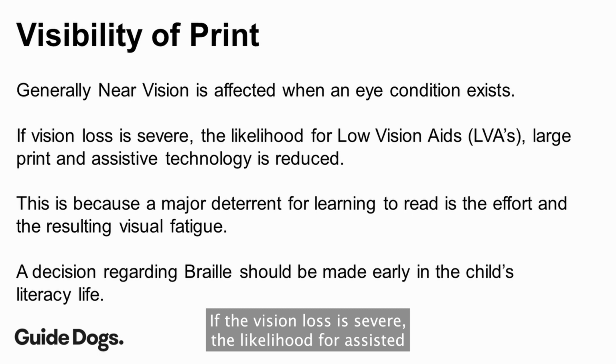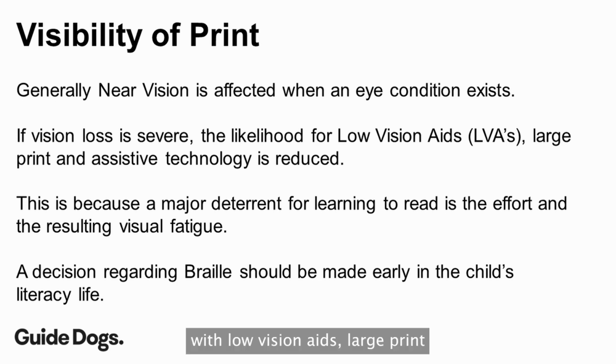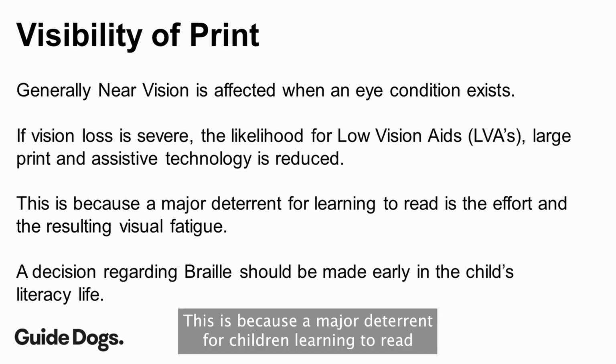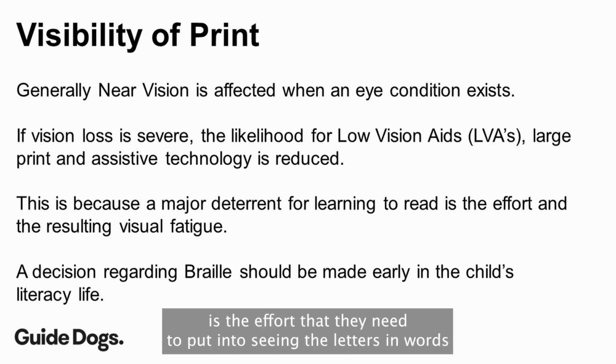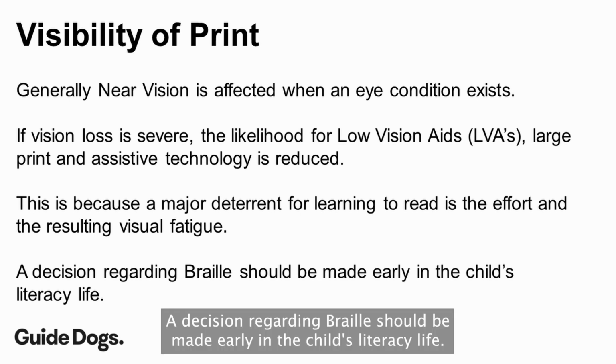If the vision loss is severe, the likelihood for assisted, useful reading, that is, reading for speed and meaning, with low vision aids, large print and assistive technology, is reduced. This is because a major deterrent for children learning to read is the effort that they need to put into seeing the letters and words, and the resulting visual fatigue. A decision regarding Braille should be made early in the child's literacy life.